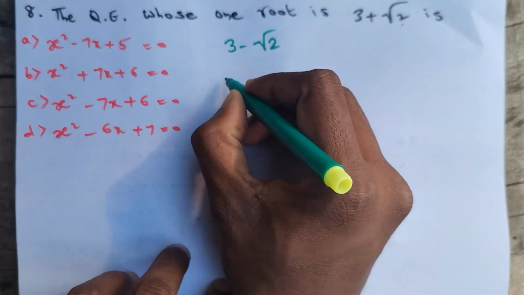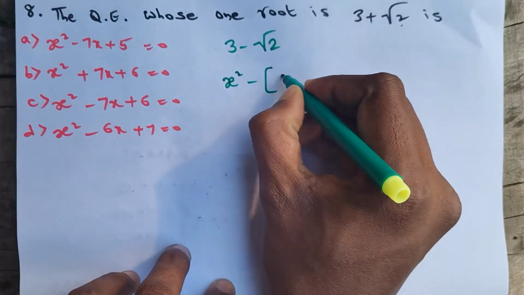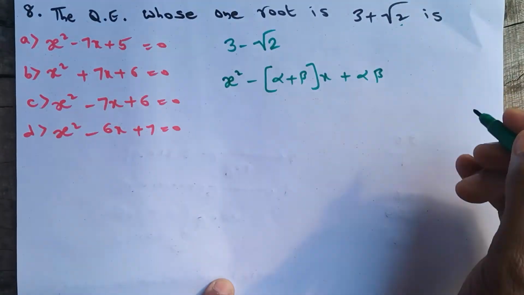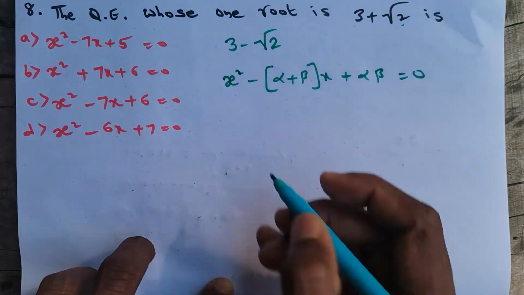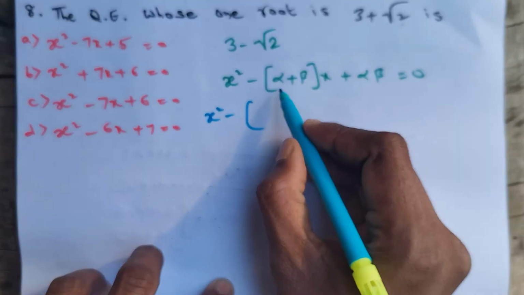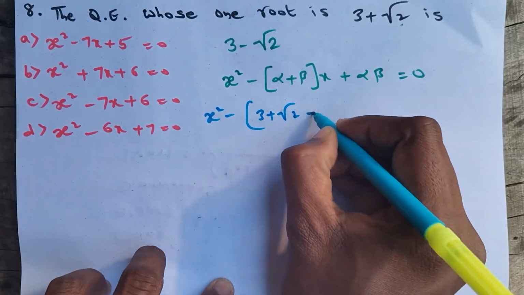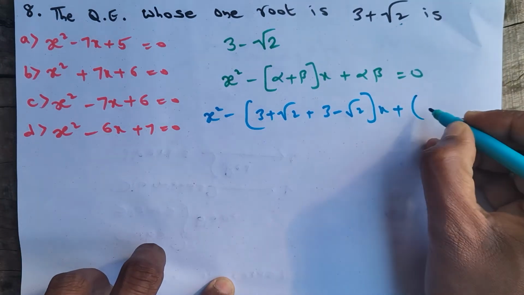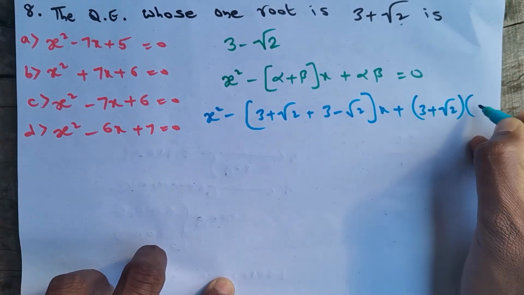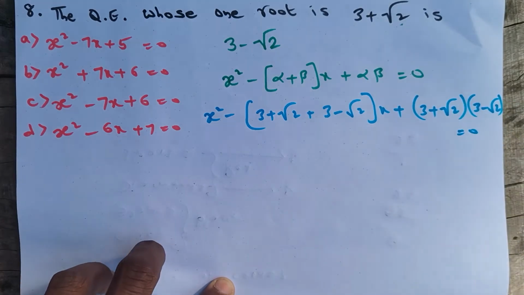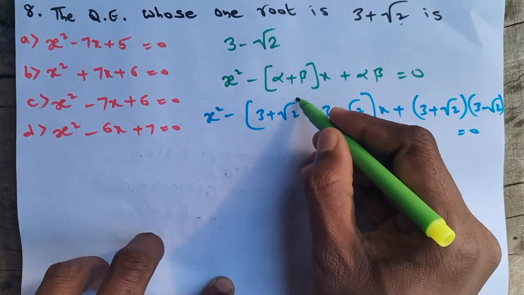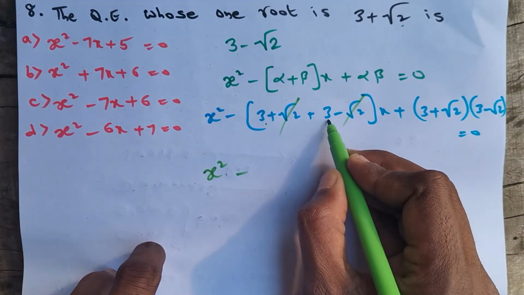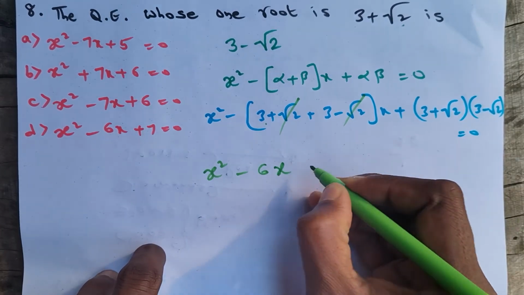Same like the previous formula, x square minus alpha plus beta times x plus alpha beta. He is speaking about equation, so make it equals to 0. x square minus, alpha 3 plus root 2 plus beta 3 minus root 2, times x plus alpha into beta, 3 plus root 2 into 3 minus root 2 is equals to 0. So inside the bracket, plus root 2 minus root 2 will get cancelled. So we remain with x square minus 3 plus 3, 6x.